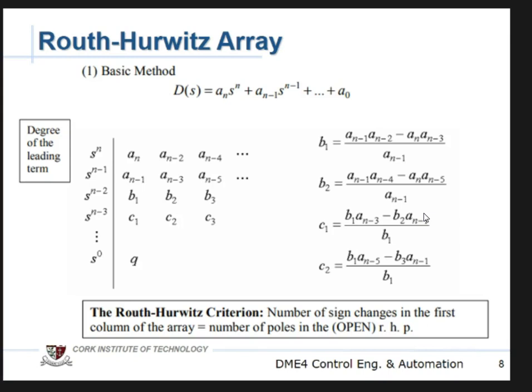So the first 2 rows we can write down just from the polynomial that we're dealing with. So a to the n minus 2, a to the n minus 4, and so forth. We're taking every second term, starting with the first term. In the next row, we're taking every second term, but starting with the second one. So a to the n minus 1 is the first coefficient. So again, that's 3 here.